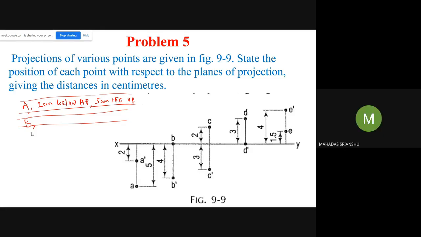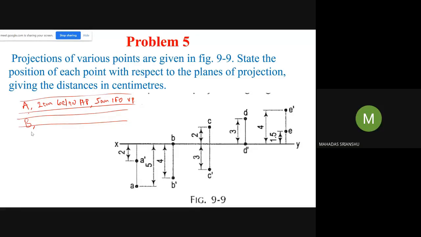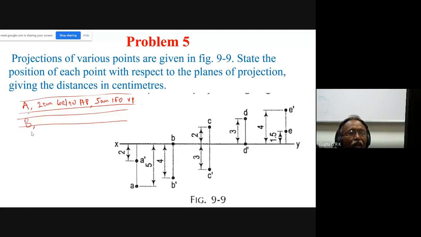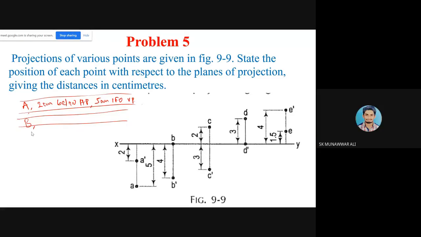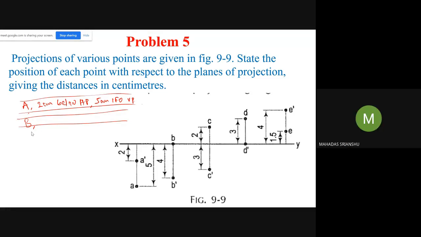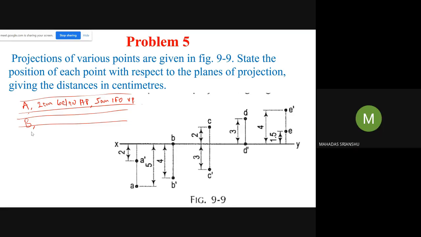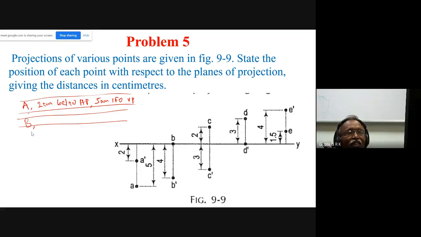4 centimeters below HP, and on VP. And point C, 3 centimeters below HP, 2 centimeters in front of VP. Behind VP, because top view is above, right, it is behind VP. Okay, next.